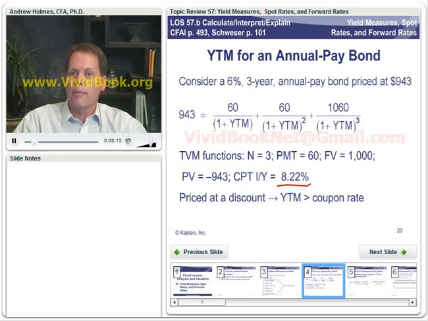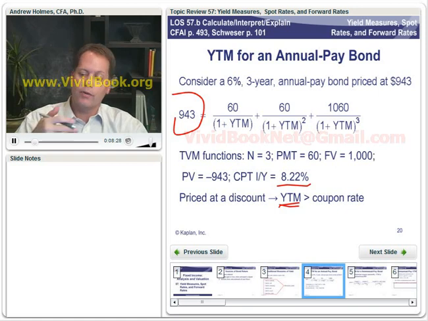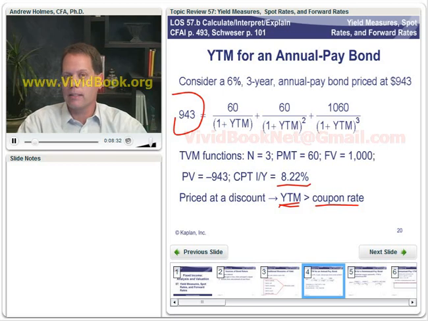So the promised yield is another name, but I think the yield to maturity is much more common. Now notice that this sells for below its par value. Why is that? Well, that's because the yield to maturity, at 8.22%, is greater than the coupon yield. So we're taking the cash flows out at 6 and we're discounting them back at 8.22. So we're going to end up with a value less than 1,000.